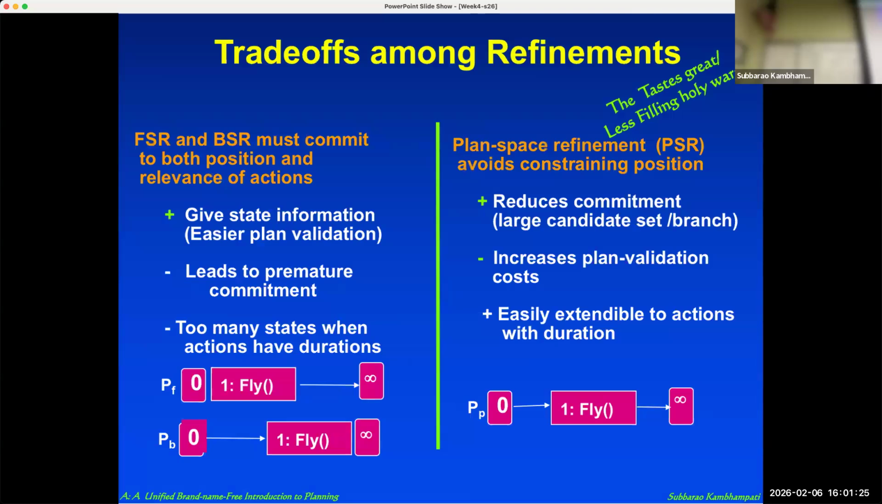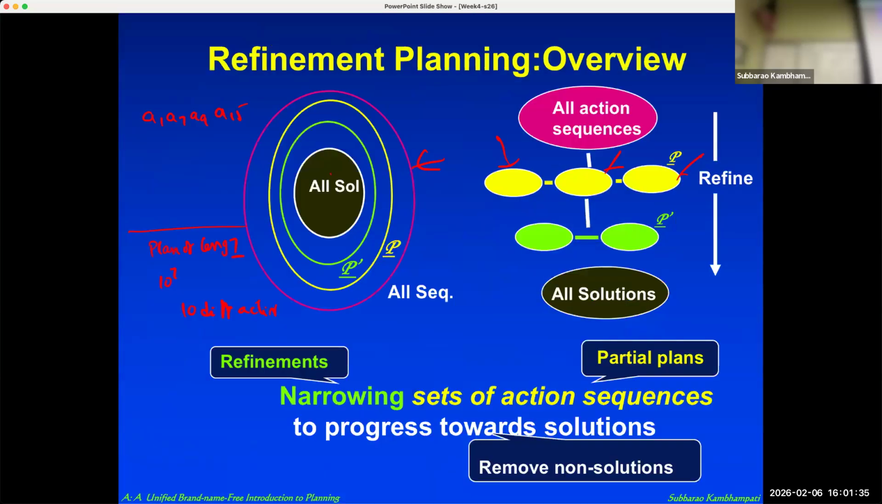There's a bunch of stuff you can say, but I'm not going to do that. I'll send you that paper if you're interested. You can look at it in terms of what's the advantage of one type of refinement over another. So yeah, basically going from all sequences to solutions.